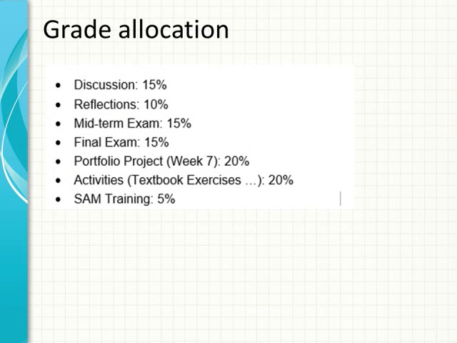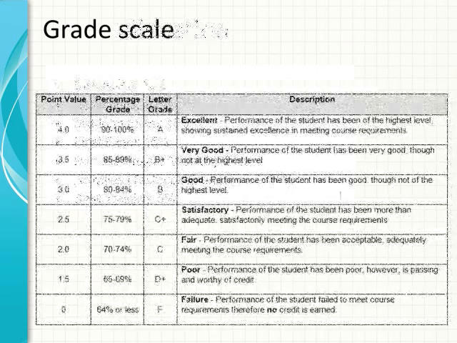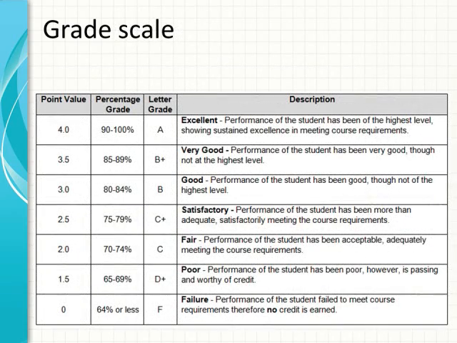As part of this class, we'll have a number of different assignments and activities, and our grade allocation is spread this way: between discussions and reflections, between our midterm and final exam. You can see the portfolio project due in week 7 is worth quite a bit of your grade. Other activities and SAM training finish out our complete grade allocation. The grading scale we'll be using in this class conforms to the standard grading scale used throughout Bryant and Stratton College.